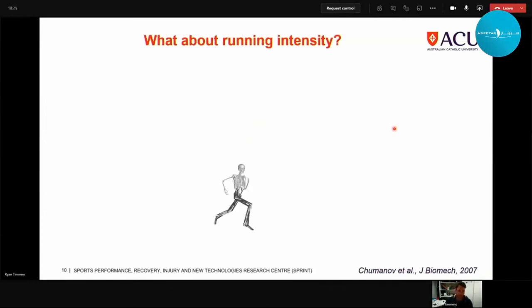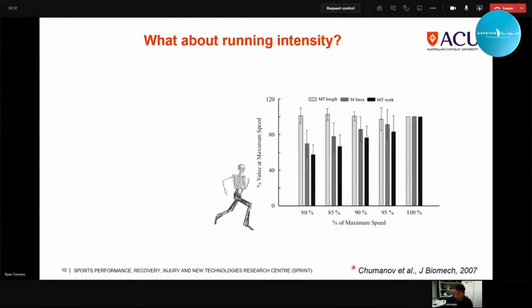Last thing to finish off is about running intensity. We're talking a lot about gym-based prescription, but again, intensity really matters when we're considering our intensity of prescription for running or sprinting. Here we've got some work from Schache and the guys in 2007 looking at the amount of muscle tendon length change, the amount of muscular force, and the muscle tendinous work. This is considered the amount of eccentric or negative work done by the hamstrings during certain speeds of maximum sprinting.